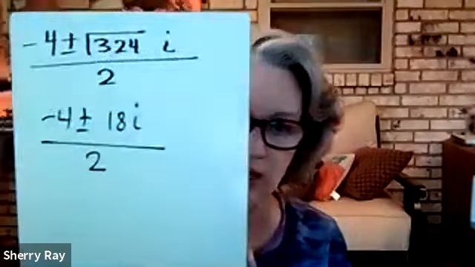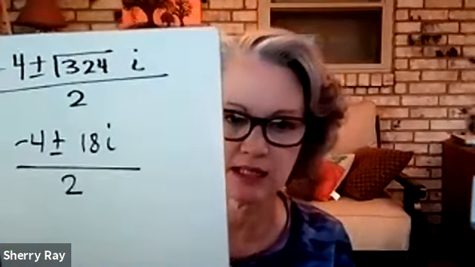So now I am down to negative 4 plus or minus 18i over 2. And of course, I have to divide both items in the numerator by 2. And I have negative 2 plus or minus 9i.